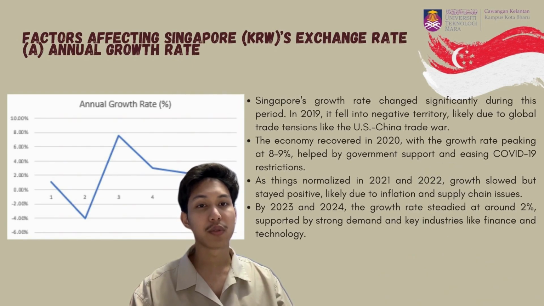As we moved into 2021 and 2022, growth began to slow but remained positive. This slowdown was primarily due to inflationary pressures and supply chain issues, which affected production and distribution. Despite these challenges, the economy managed to sustain positive growth during these years.